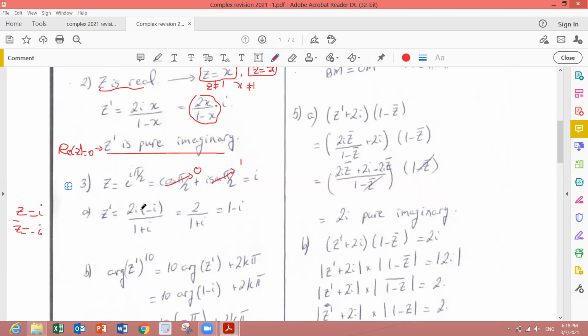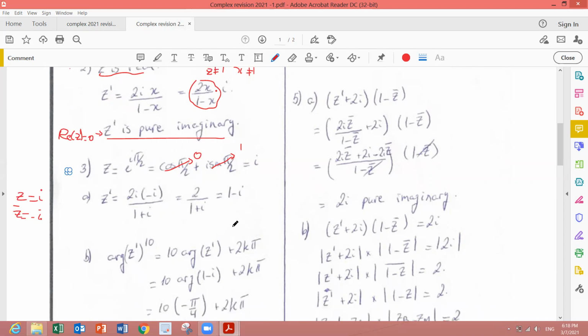z prime equals 2i over 2i times minus i over 1 plus i. It is equal to 2 over 1 plus i, equal to 1 minus i. So I have to change it to exponential form. So z prime equals the modulus, radical 1 plus 1, is radical 2, e to the power minus i pi over 4, by using the calculator.